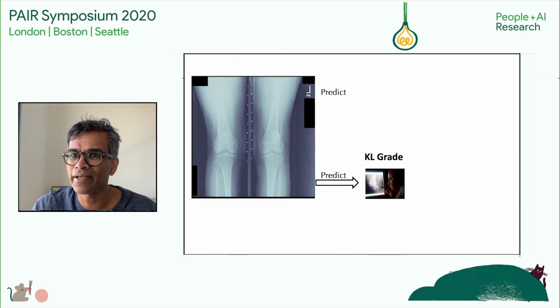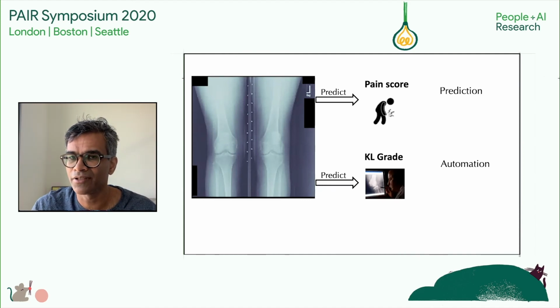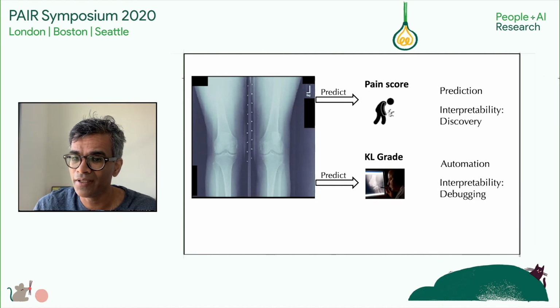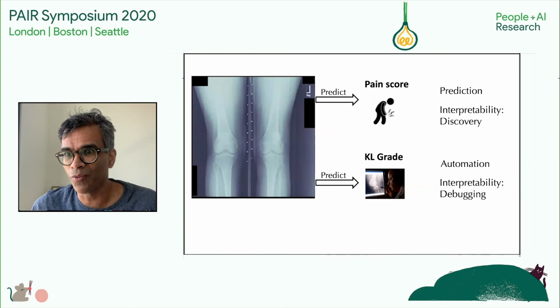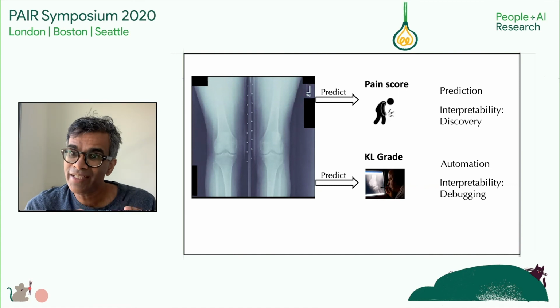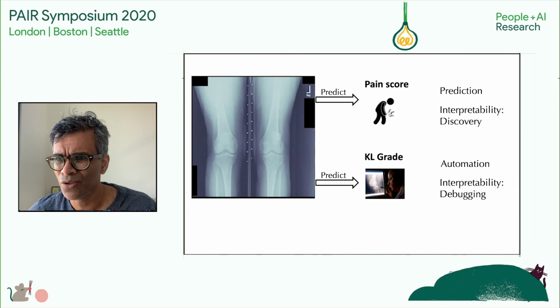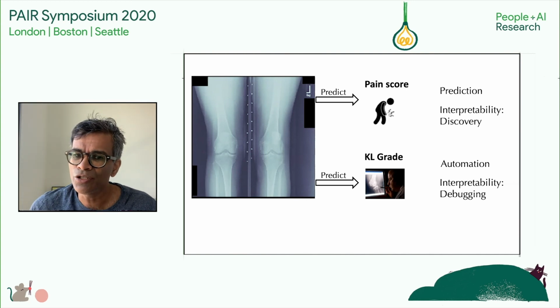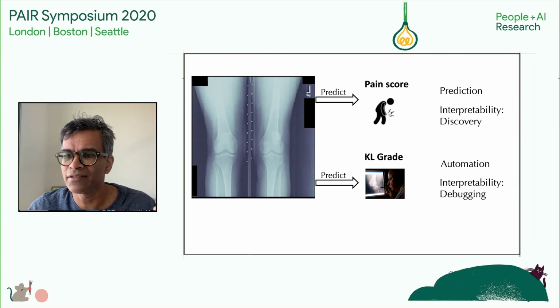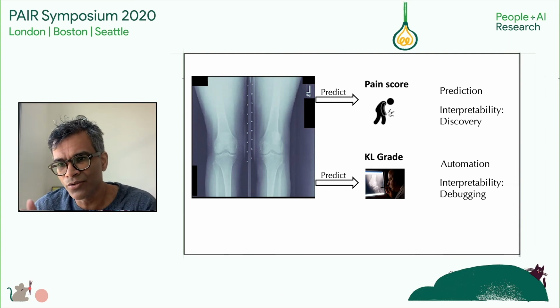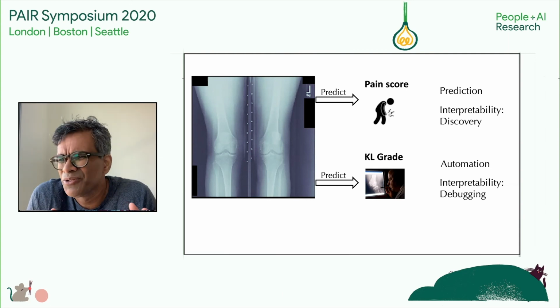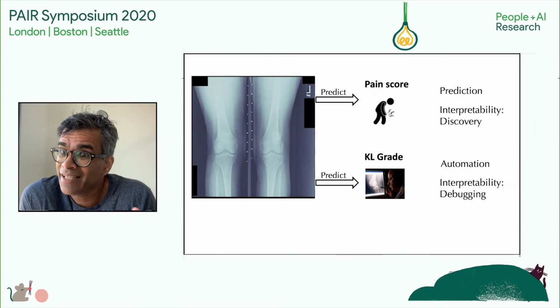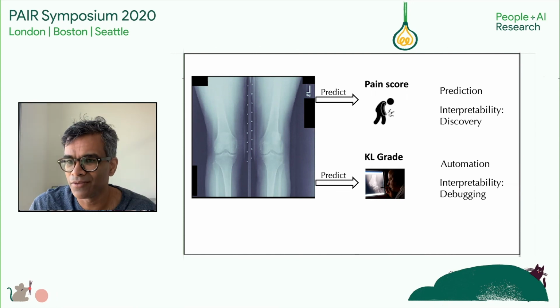When we predict KL grade, we're trying to automate human behavior. When we predict pain score, we're looking for things that we don't know about. When we're automating, interpretability is about debugging. We know what we want, just do it. When we're doing prediction, as this story just ended, we're like, wait, you found something I didn't know? Well, what did you find? Interpretability for discovery is a fundamentally different problem. So when we took the known interpretability techniques to apply it to this, it didn't produce much. Why? Because we don't exactly know what we're looking for. It's not a bug that we're looking for.